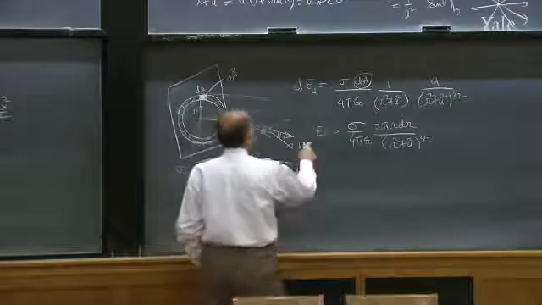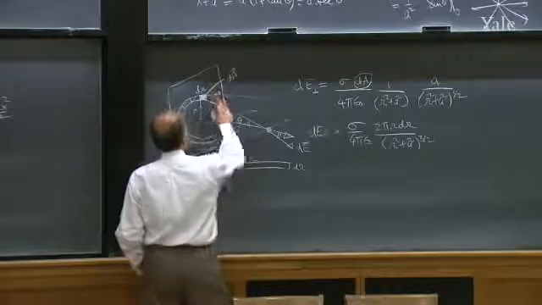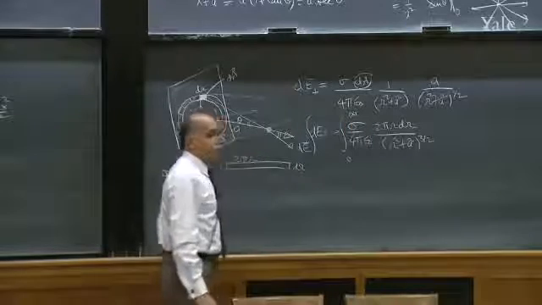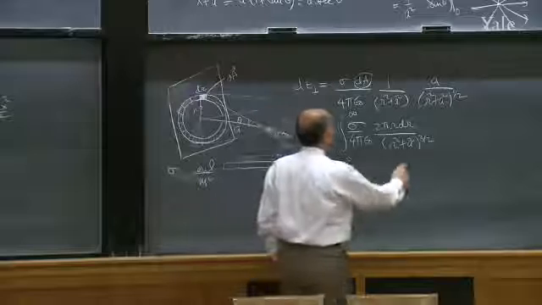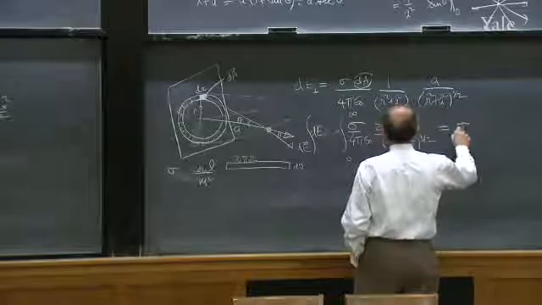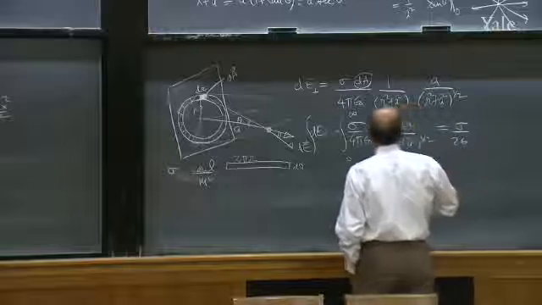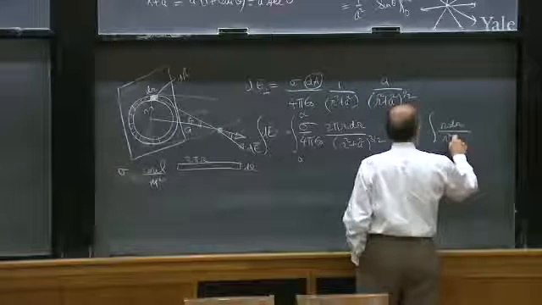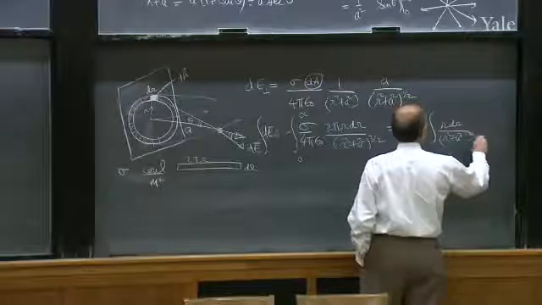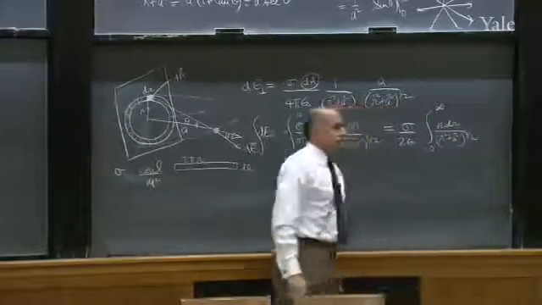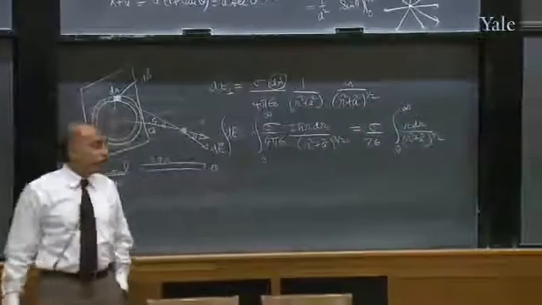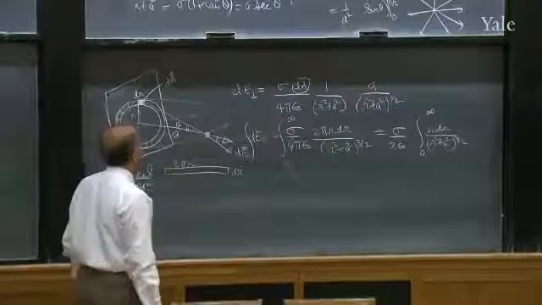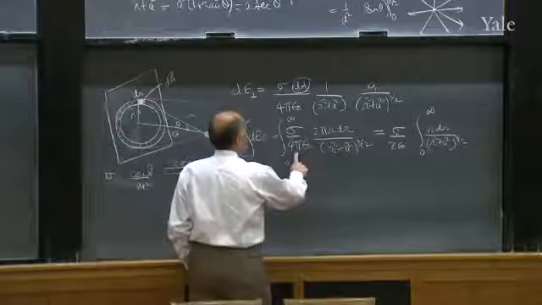But now, this is the dE due to an annulus of thickness dr. Then I got to integrate over all values of r, but r goes from 0 to infinity. So I have here sigma over 2 epsilon 0 times r dr divided by r squared plus a squared to the 3 over 2, from 0 to infinity. Did I miss a pi? Shouldn't it be sigma over 2 pi? Oh, there is a 2 pi here. Okay, yeah. 2 epsilon 0.